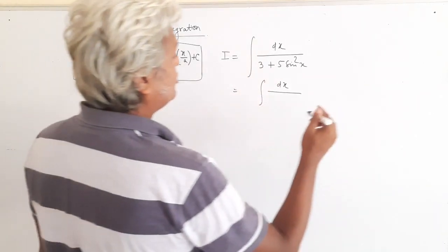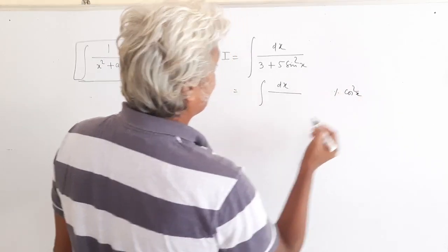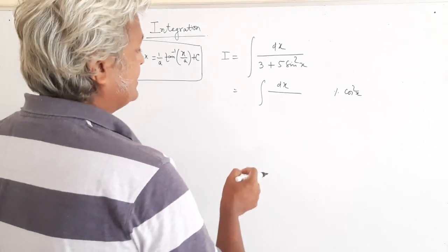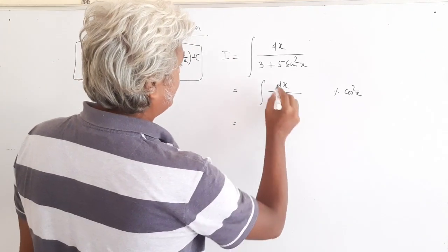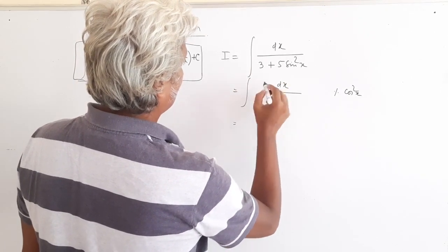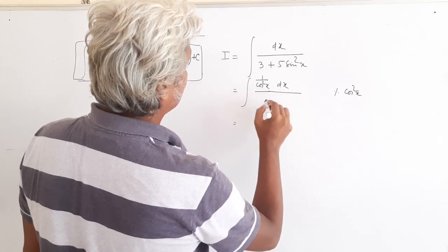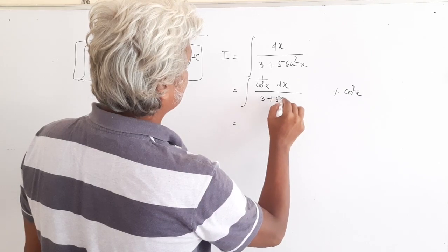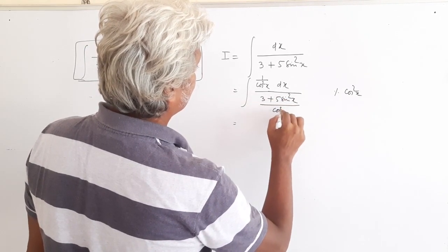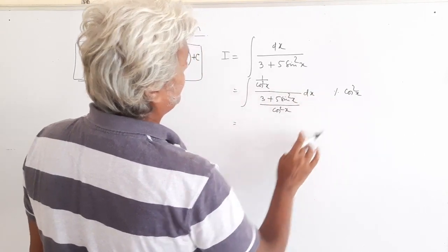First we'll try to do that. We will divide the numerator and denominator both by cos square x. Now you can ask how. So the answer you will get after a few minutes. So if you divide, then here you get 1 over cos square x, and 3 plus 5 sine square x divided by cos square x, and I write dx here. It will look better.